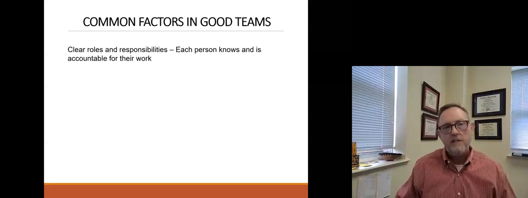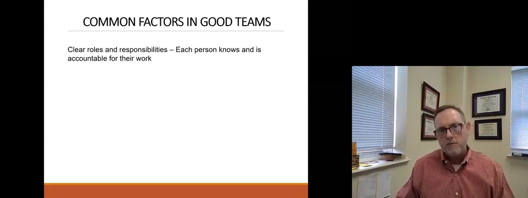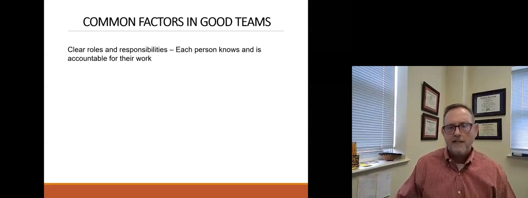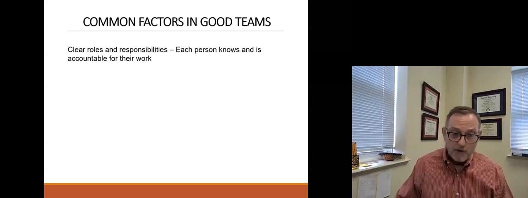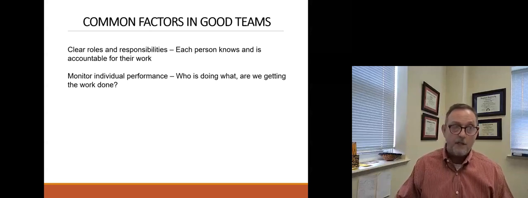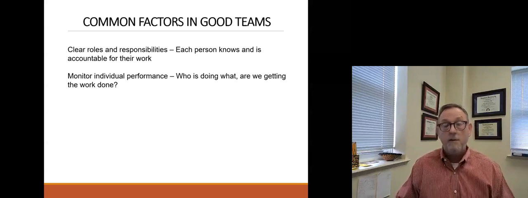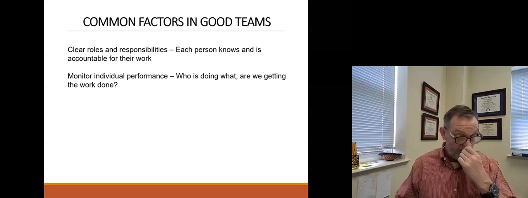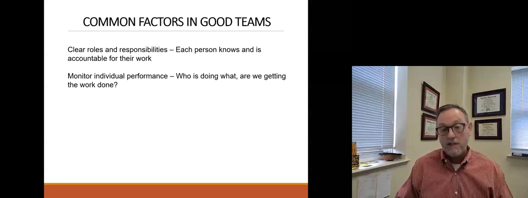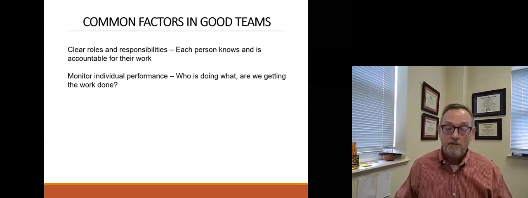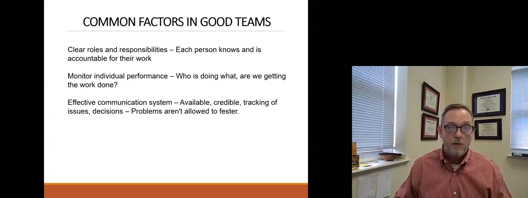Okay, so some common factors on good teams: clear role responsibilities. Each person is accountable for their own work, and they know what they're going to do and when it's due and what the expectations are. So those expectations need to be monitored. If somebody in your group produces a piece of work that isn't great, they need to know about it. It needs to be fixed. And so you have to establish those roles of monitoring, checking, proofreading each other's work, so that everything works out well.